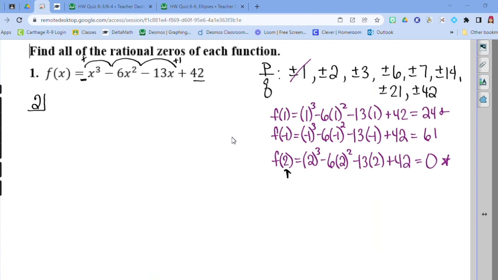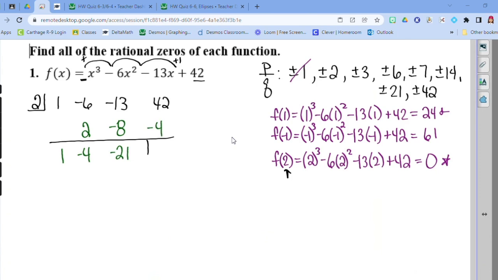In the box, 1, negative 6, negative 13, and 42 up above. Drop down our 1. 1 times 2 is 2. Add that, we get negative 4. Negative 4 times 2 is negative 8. Add that, we get negative 21. Negative 21 times 2 is negative 42, and our remainder is 0.